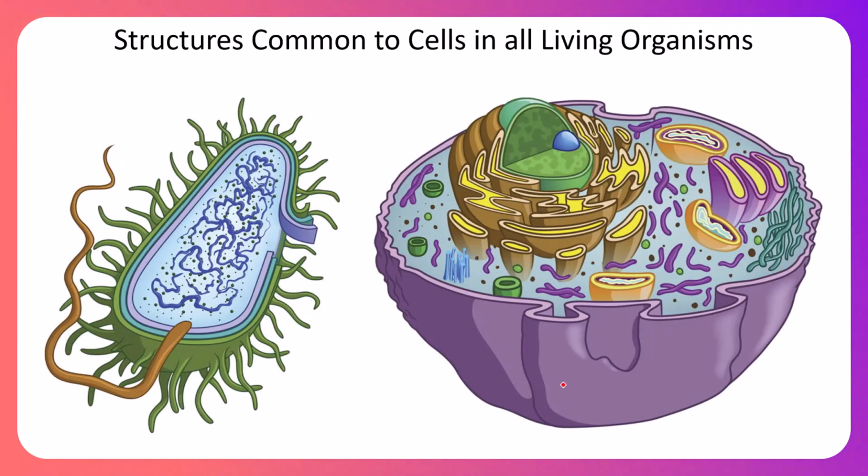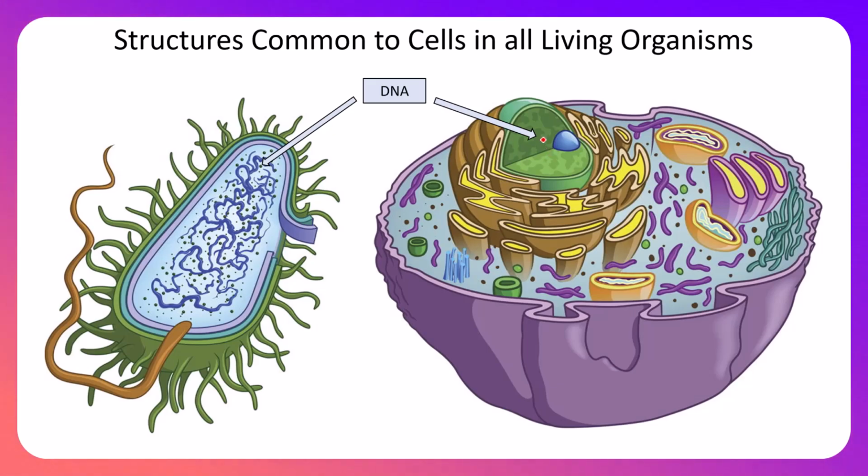So to begin, we have to identify two different cell types. On the left we have a prokaryotic cell, and on the right we have a eukaryotic cell. Obviously, these are artistic renditions of these two cell types, but it's important to note that while we're looking at artistic renditions, we can still get structure and function from them. And so both cell types, or all cell types, have DNA as their genetic material.